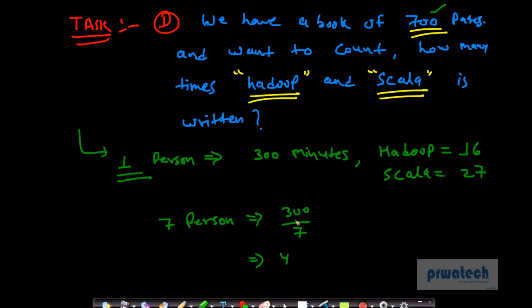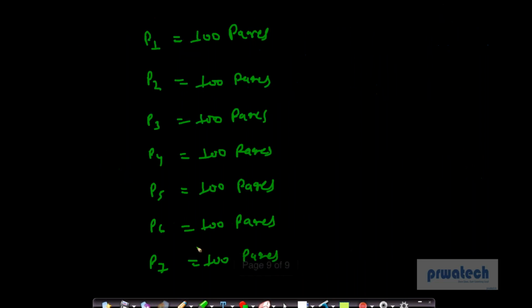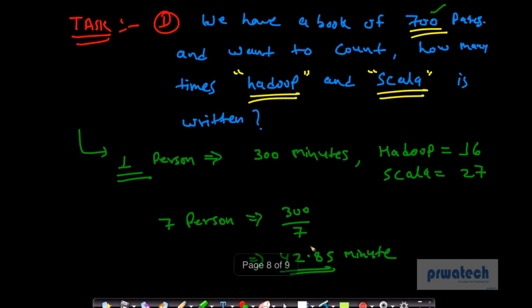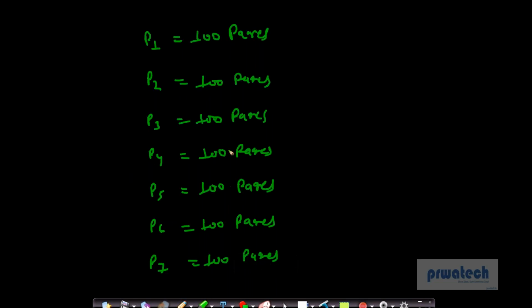7 into 4 is 28. Then 2, 2, 6.8, and 5. This is the total minutes for 7 persons now. So almost 7x my performance has increased. But how? This took the same time: 42.85 minutes is taken by all people, P1 to P7.